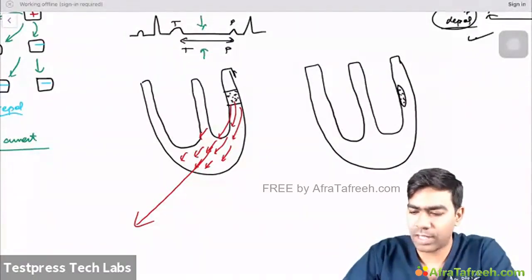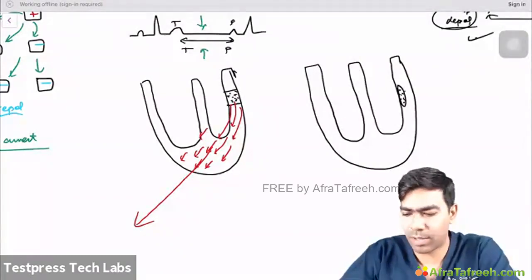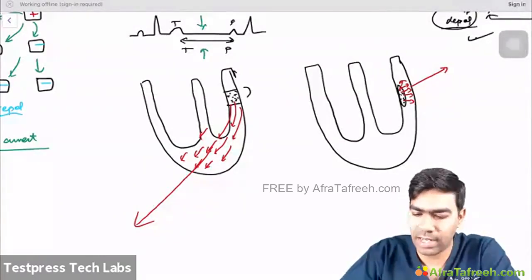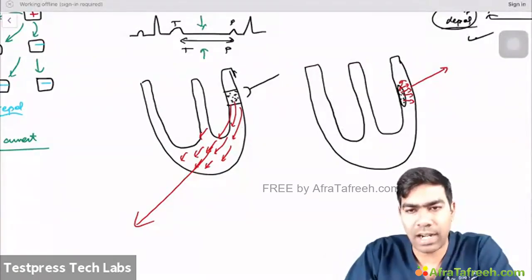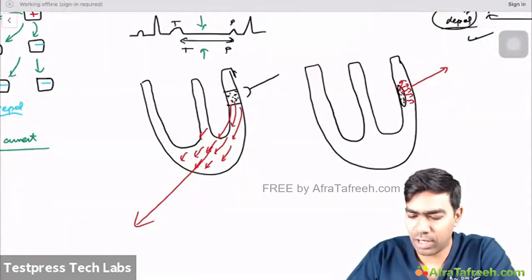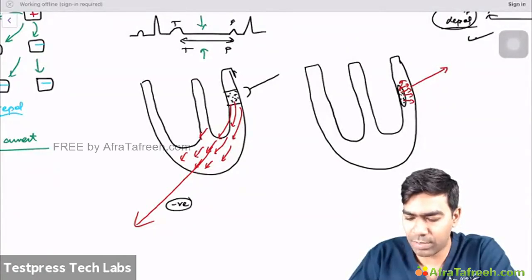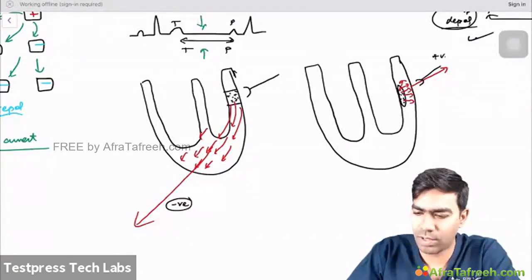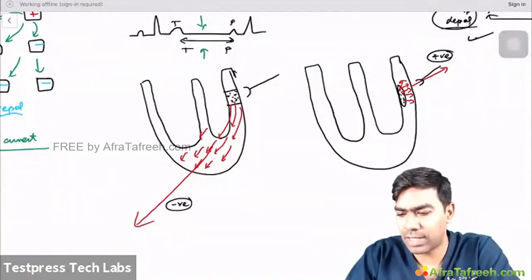Suppose you take the injury current here in a subendocardial ischemia, it can easily travel to the surrounding myocardium, because it's only a subendocardial ischemia and not a transmural ischemia. So the injury current here is going to travel in this particular direction. If I have a lead at this point, in a transmural ischemia, this injury current will produce a negative deflection because it's moving away from that lead. If I have a lead over here, this injury current will produce a positive current, traveling towards that particular lead.